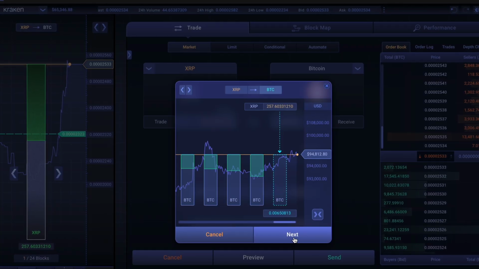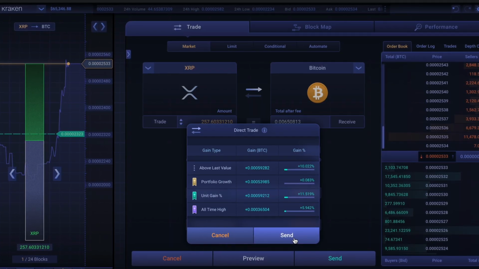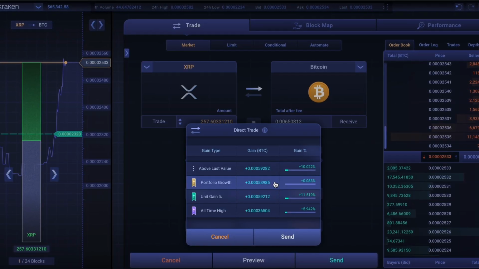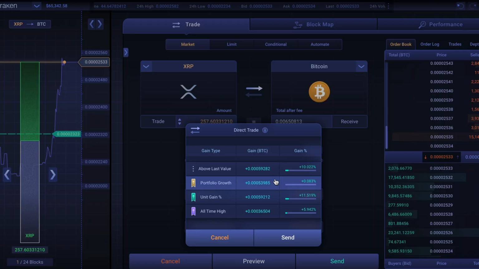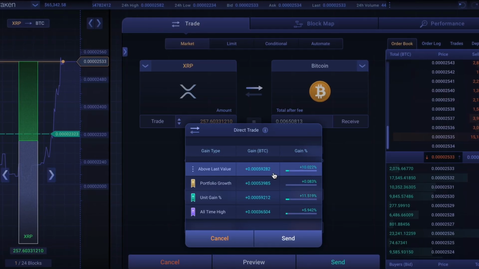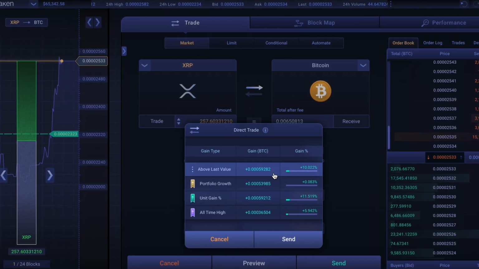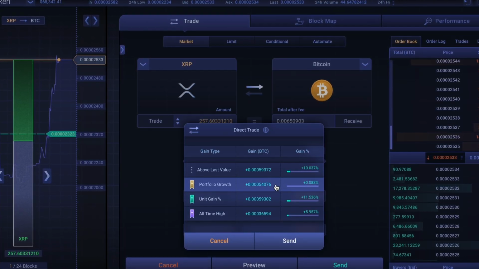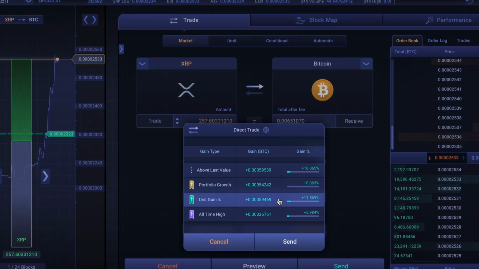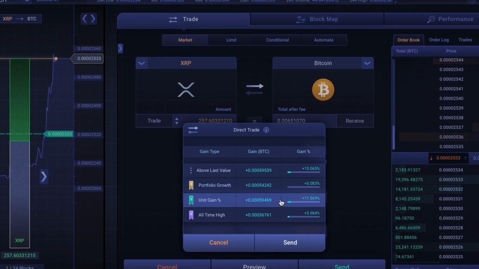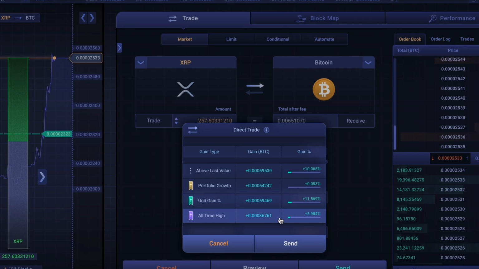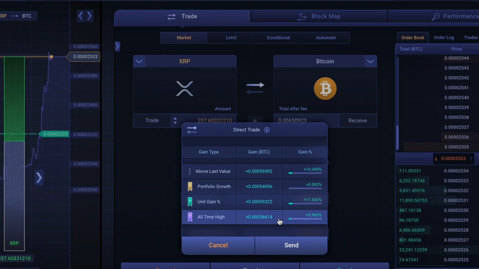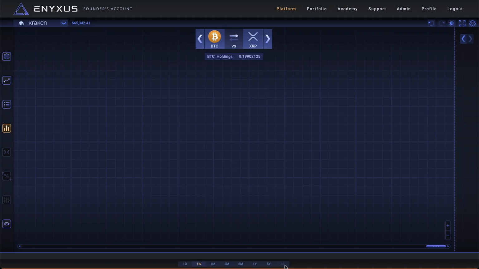By clicking Next, we enter the Trade Preview window, which highlights the 4 types of gains showcased by Enixis. In this case, we've achieved gains in all 4 categories. First, there's a 10% unit gain above our last value. Second, we see how this trade positively impacts the overall portfolio growth. Third, it reflects an increase in the total unit gain percentage. Lastly, this block will achieve a new all-time high in BTC value. Now let's go ahead and click Send to place the trade.